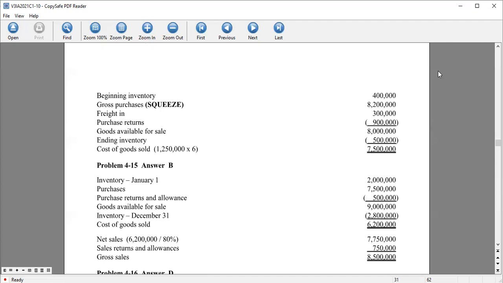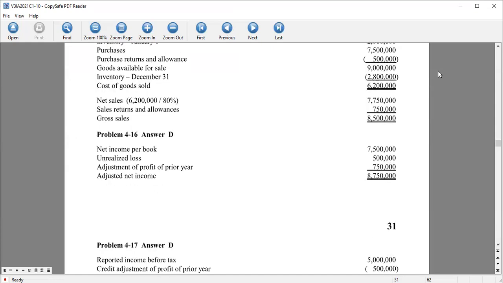So meaning there are two components of your net sales. We have cost of goods sold and gross profit. So net sales is cost of goods sold divided by 80%, and we have to add back sales returns and allowances. Finally, we have the gross sales equal to 8.5 million. So for problem 15, the answer is B as in boy.